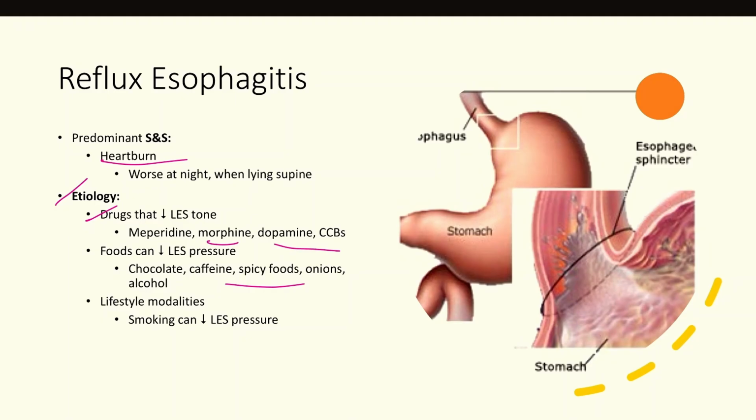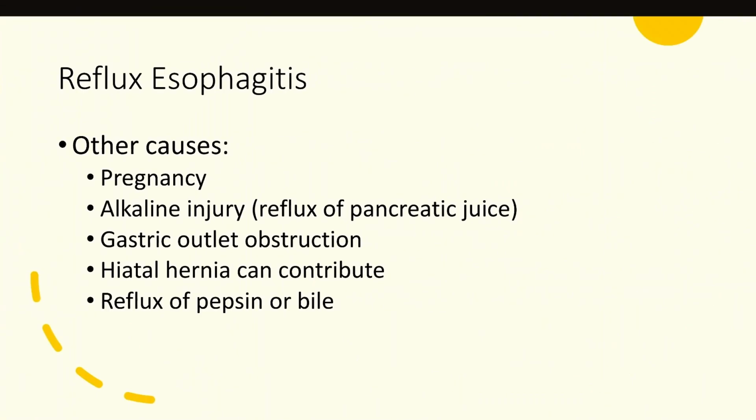And lifestyle modalities, here's smoking. Okay, smoking can also weaken the sphincter tone, causing GERD to occur in people that smoke. Other causes: pregnancy, alkaline injury. So we get reflux of pancreatic juices, gastric outlet obstruction, so nothing can leave the stomach. Hiatal hernia can contribute, and reflux of pepsin or bile.